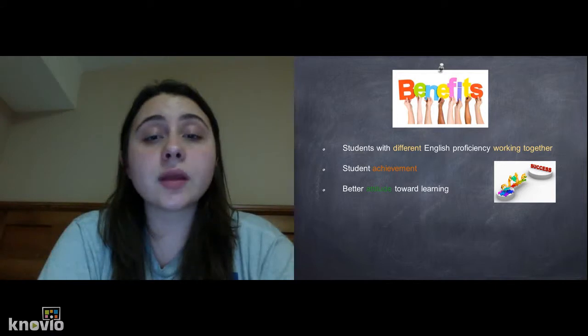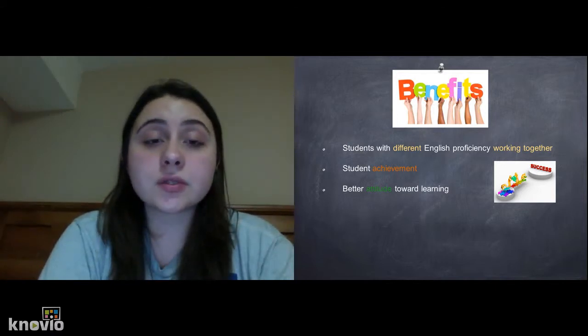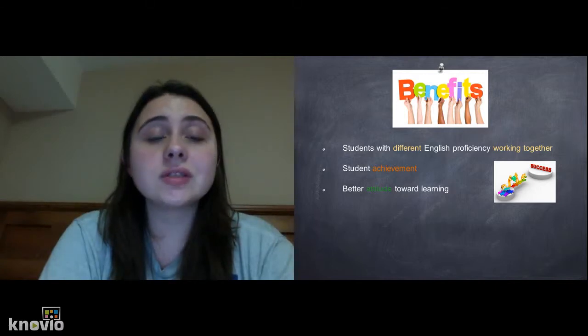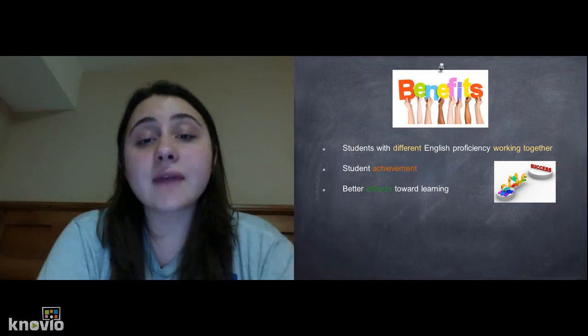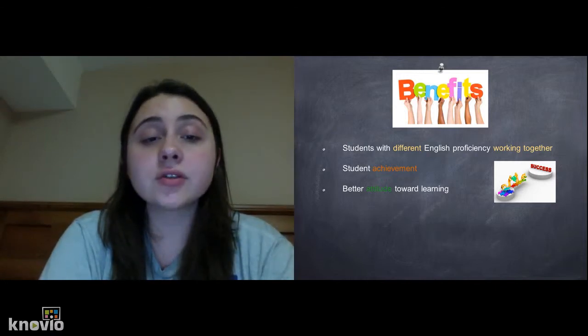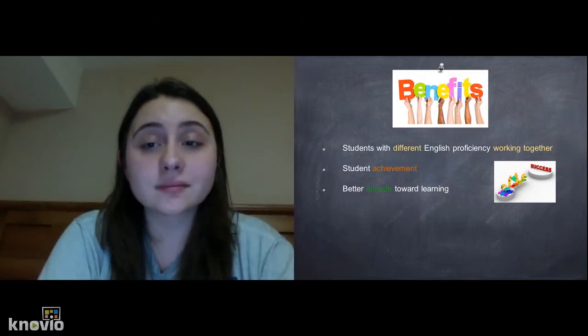Research shows that when we group our struggling students with other struggling students, they experience a negative 23% in student achievement. Let's ensure student achievement by having multi-leveled groups. When students feel success, they then have a better attitude toward learning and are encouraged to persevere through challenging tasks. And that is what we want.